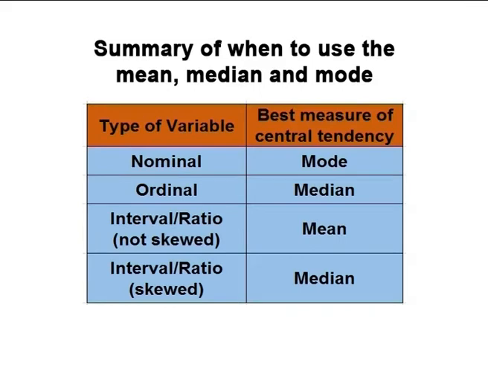Let's summarize what we have discussed in the measures of central tendency and see when to use mean, median and mode. For this, you can look at the screen to find what the best measure of central tendency is with respect to the different types of variable. For nominal data, we use mode. For ordinal, we use median. Interval ratio, which is not skewed, mean. Interval ratio, which is skewed, we use median.